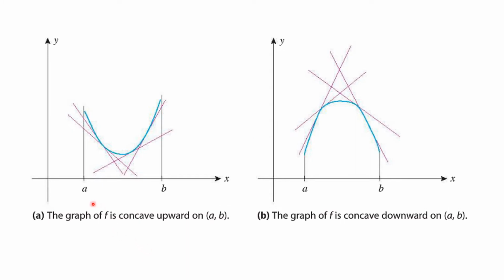Now this can happen on an interval as well. So on the whole of AB, the tangent lines are always underneath the blue curve. So this graph is concave up on all of AB. Similarly here, on all of AB, the tangent lines are above the curve. So the graph of f here is concave downward on the whole of AB.